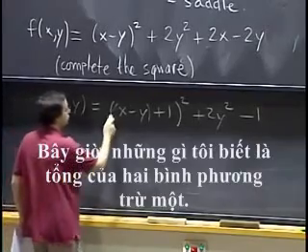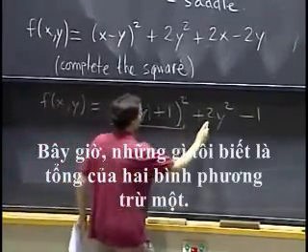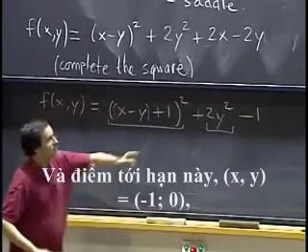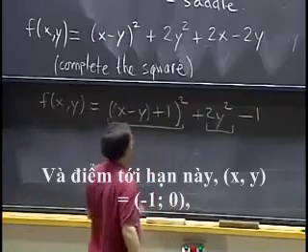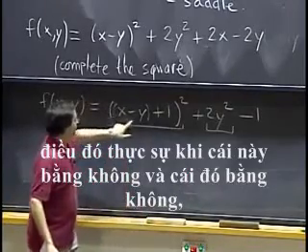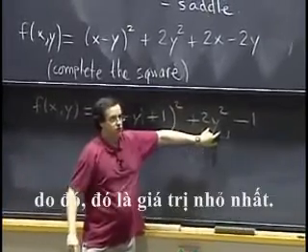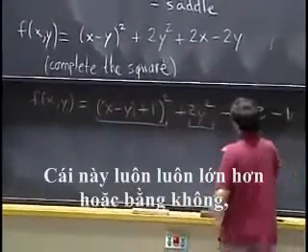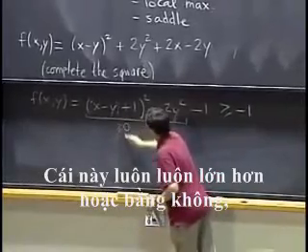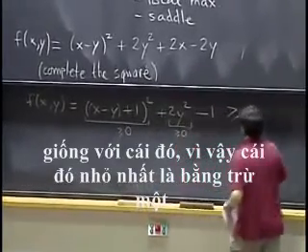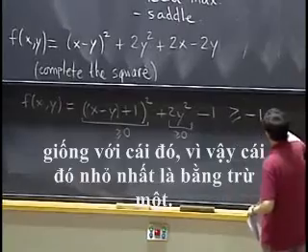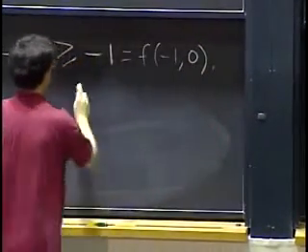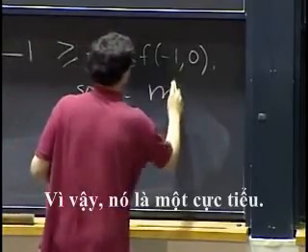Okay, so now what I know, see, this is a sum of two squares minus 1. And this critical point, (x, y) = (-1, 0), that's exactly when this is 0 and that is 0. So that's the smallest value. This is always greater or equal to 0, same with that one. So that's always at least minus 1, and minus 1 happens to be the value at the critical point. So it's a minimum.